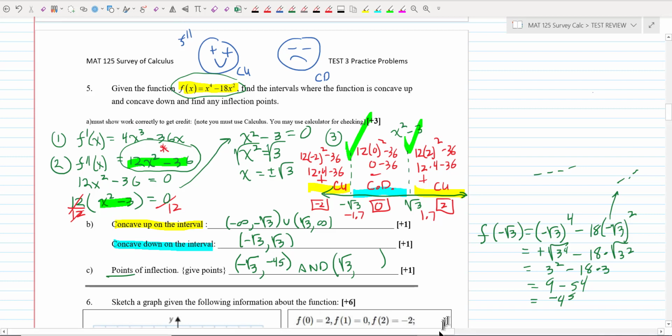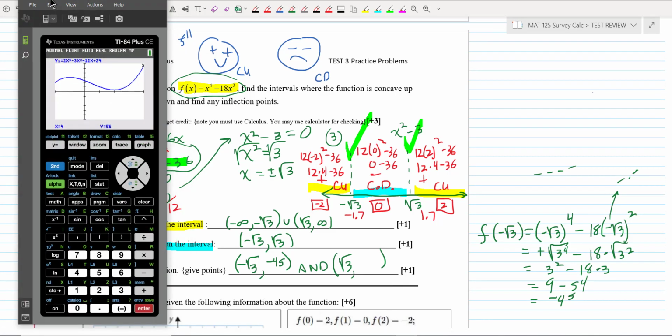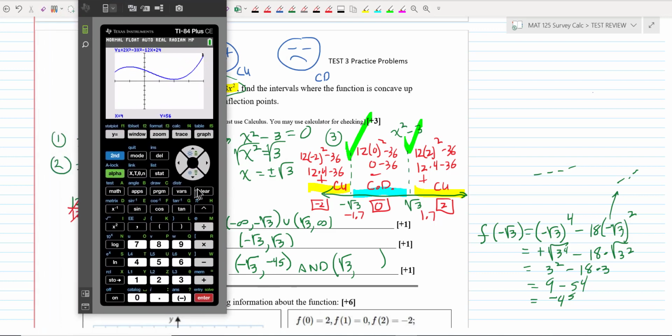Okay? Now, you can tell that it's good to know how to do stuff like this algebraically by hand, but I'm going to go back and put in what I have here. You could put this in on your calculator like this. You could go parentheses, negative square root of 3, okay, like that, and then raised to the 4th power. That's going to work that out for you. And then you could subtract 18, then parentheses negative square root of 3.